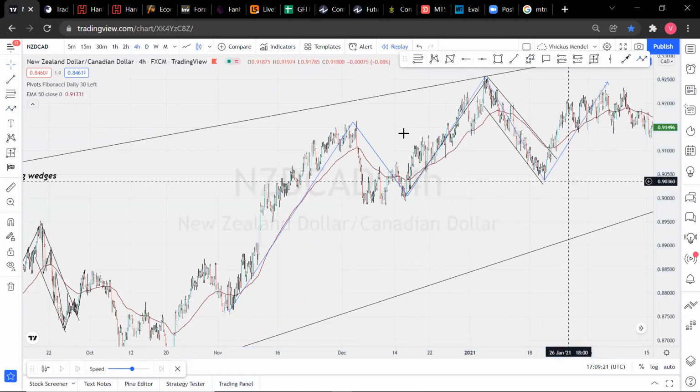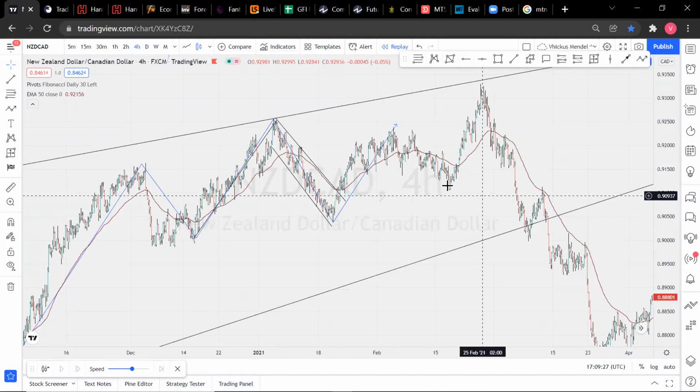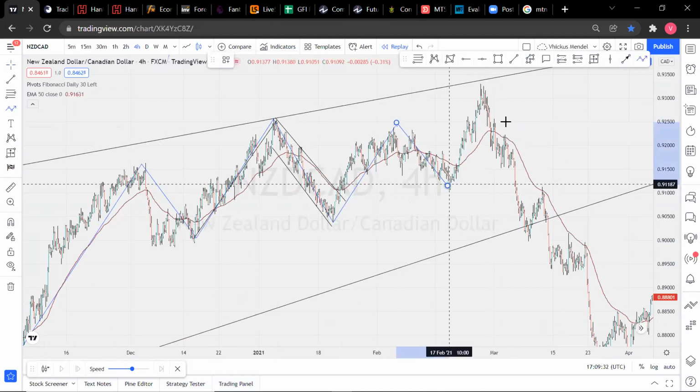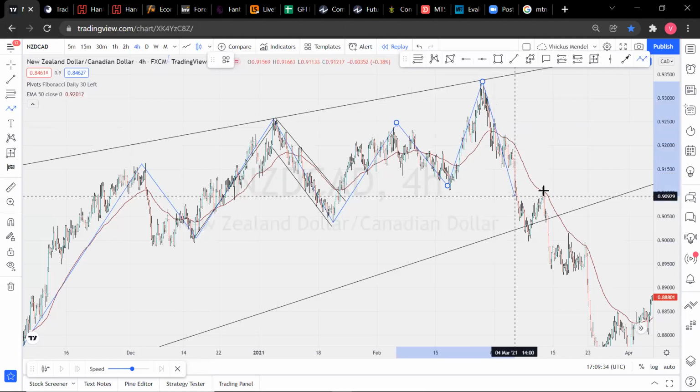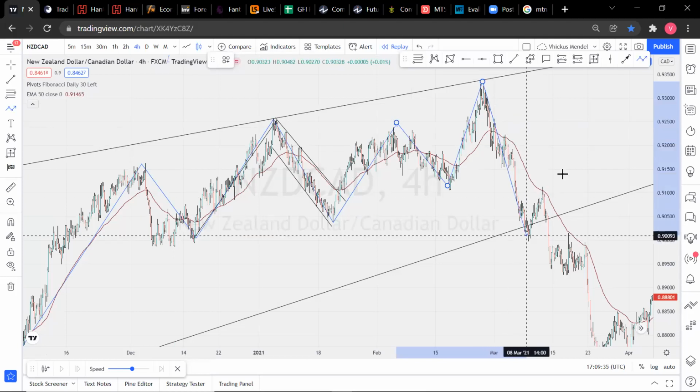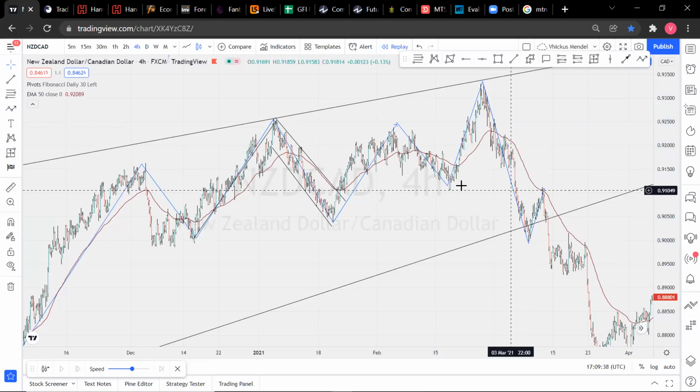So look at, you had your correction, your impulse move. Instead of getting your correction, you see what the market did. It broke the market structure. How can we say the market structure has been broken?